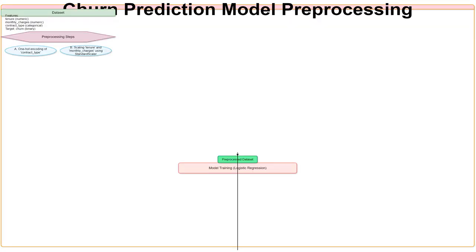The dataset features are tenure, a number representing the customer's length of service, monthly charges, also a number, contract type, a category like month to month, 1 year, 2 year, and churn, a binary variable indicating whether the customer churned, 1 for yes, 0 for no. I need to prepare this data before building my model.